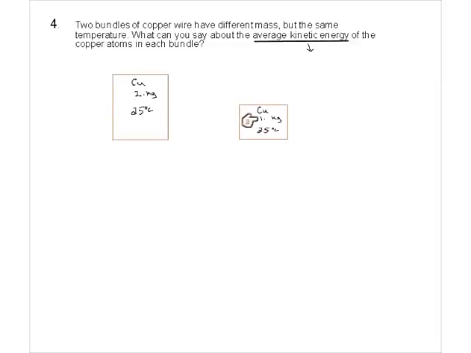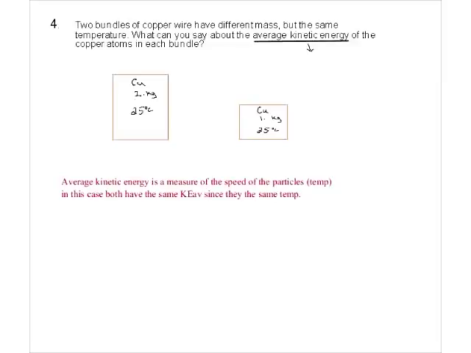This bundle is 1 kilogram. This bundle is 2 kilograms. So we've got twice as much mass here, half as much mass here, but they're at the same temperature. What can we say about the average kinetic energy? Well, in this case, the average kinetic energy is a measure of the speed of the particles. In other words, it's a measure of the temperature. So in this case, their average kinetic energy is going to be the same because they have the same temperature.